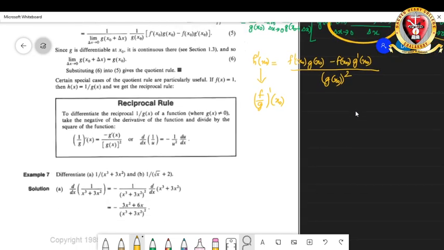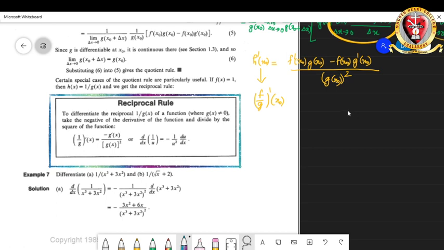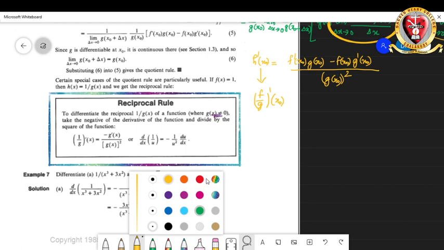Now the next rule is called the reciprocal rule. The reciprocal rule says that if we have a function g of x and then its reciprocal 1 by g of x, where g of x is not equal to 0, keep that in mind, this is very important, then 1 by g dash of x is nothing but minus g dash of x by g of x the whole square, or d by dx of 1 by u is equal to minus 1 by u square into du by dx. So this can be derived actually from the quotient rule very easily.